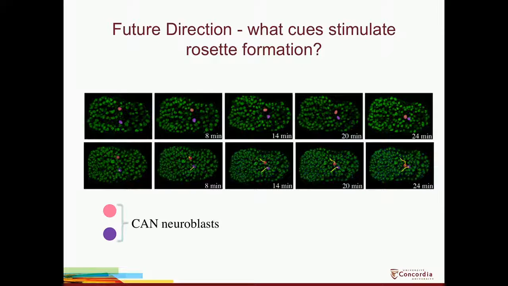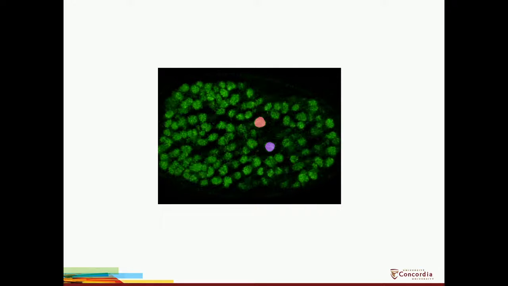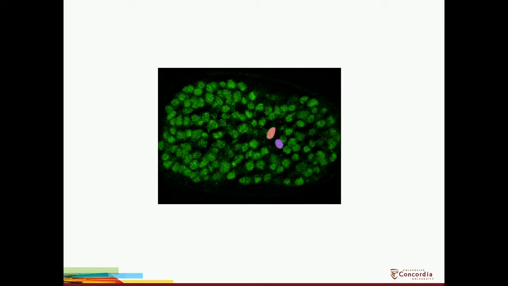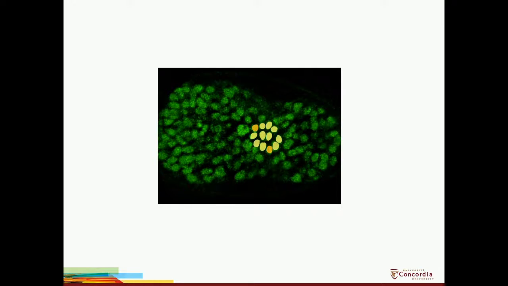And just quickly for future directions, we're looking at what cues could stimulate rosette formation. And we've really become interested in the can neuroblasts, which are actually migrating from quite far in the anterior to the mid-posterior of the embryo during this time. And one of the cans in particular takes a right turn and moves right into the center of the embryo, the position where the rosette then arises. So this is just a movie to show you that. So here's the cans coming in. One takes a turn. And now you're going to see the rosette cells come in and form that nice rosette.